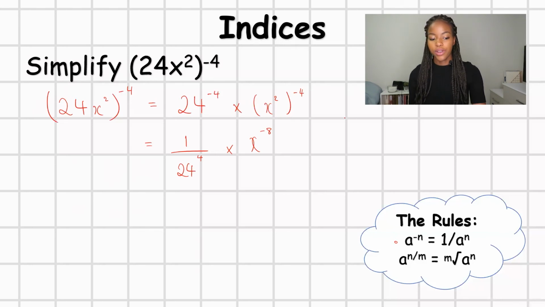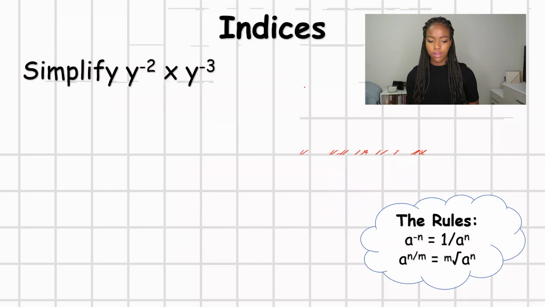If you'd like me to do a video on negative numbers, comment below, let me know, and I'll be happy to do that. You can leave it separately, but you can multiply them together so it's one fraction. So the answer would be x to the power of minus 8 over 24 to the power of 4.